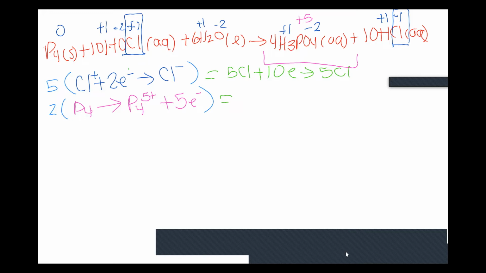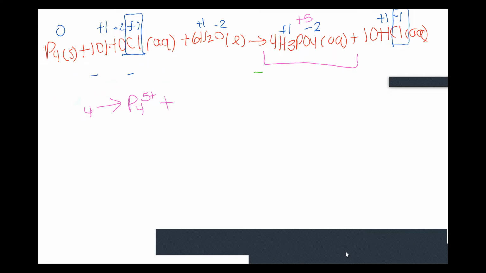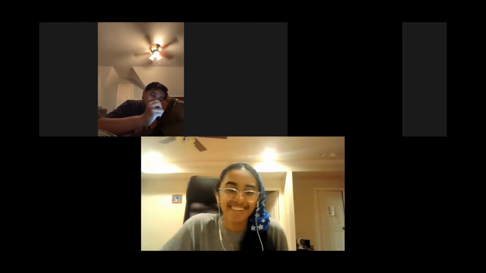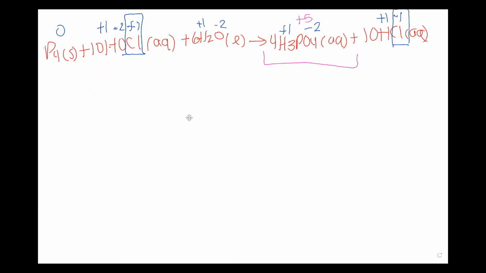My laptop froze. Sorry. Okay, so in this case, we figured out what was being reduced and oxidized, and we know that's how you do it now, right? Okay, wait. One second. Sorry, my laptop froze.